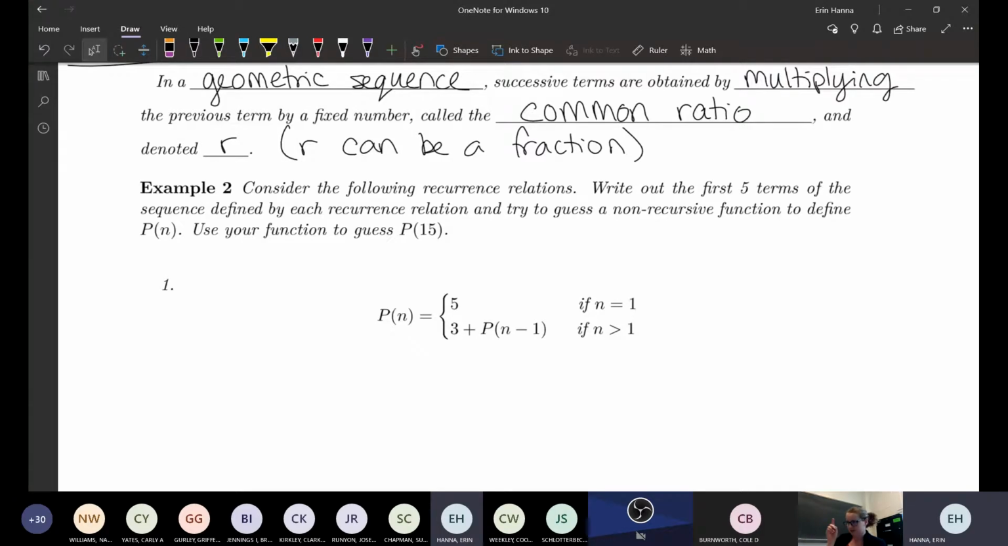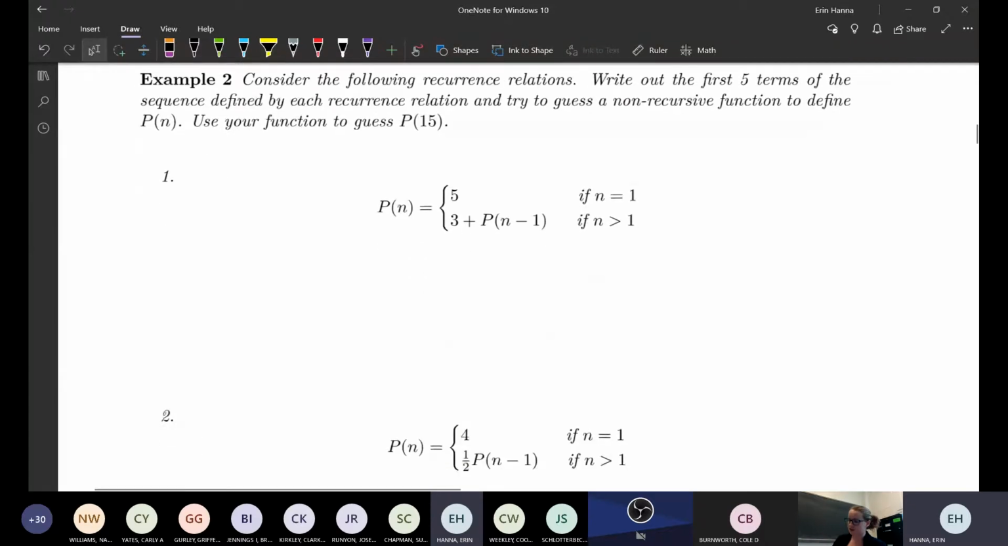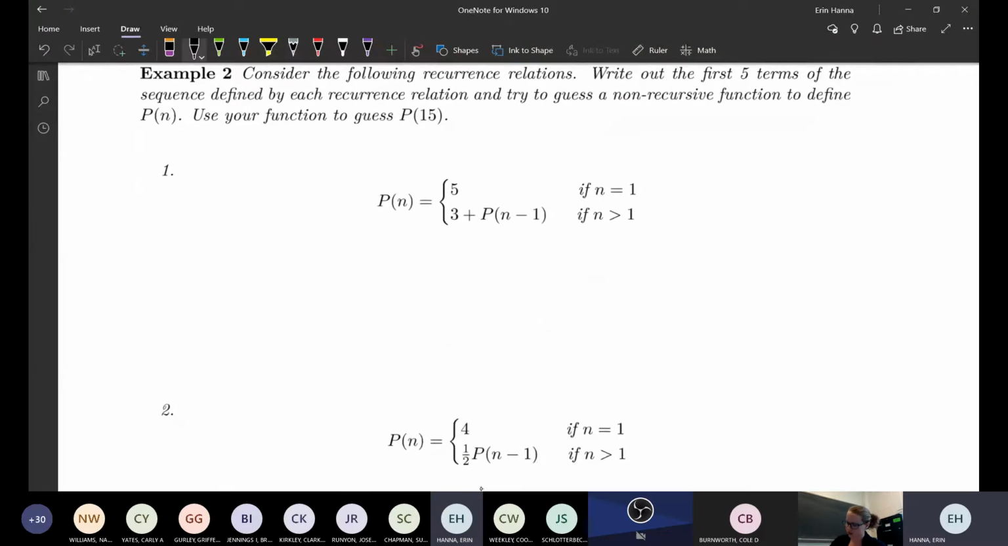So I'm going to scroll down past the definition of geometric sequence. Hopefully you'll have that, just so that I have more space. And I'm going to break this up so that I don't run out of space. So let's find the first 5 terms first, P of 1, P of 2, P of 3, P of 4 and P of 5.